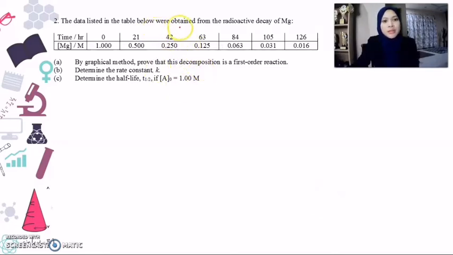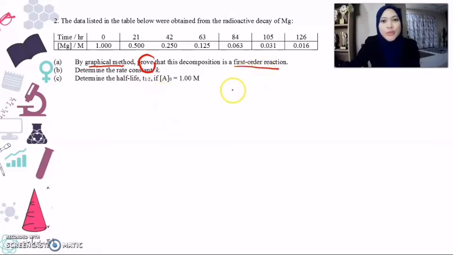The data listed below were obtained from the radioactive decay of magnesium. Given to you is the table involving time and molarity of magnesium. By graphical method, prove that this decomposition is first order. When the question asks you to use the graphical method, it means you have to plot a graph on graph paper. In this question, it is not stated whether to use the half-life method or linear graph method, so you can choose either one.